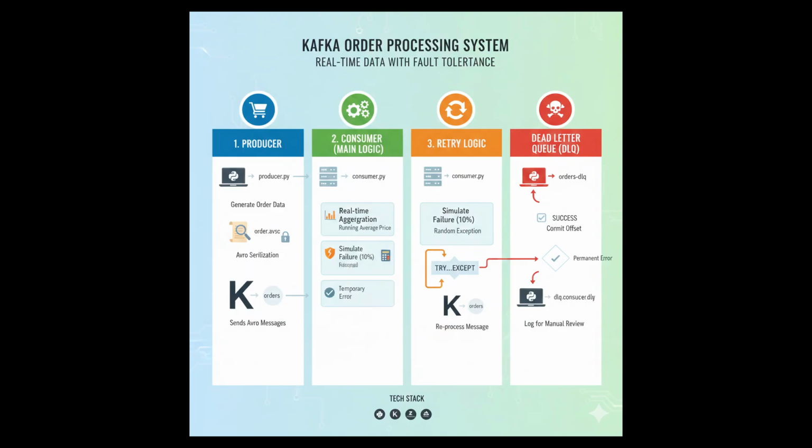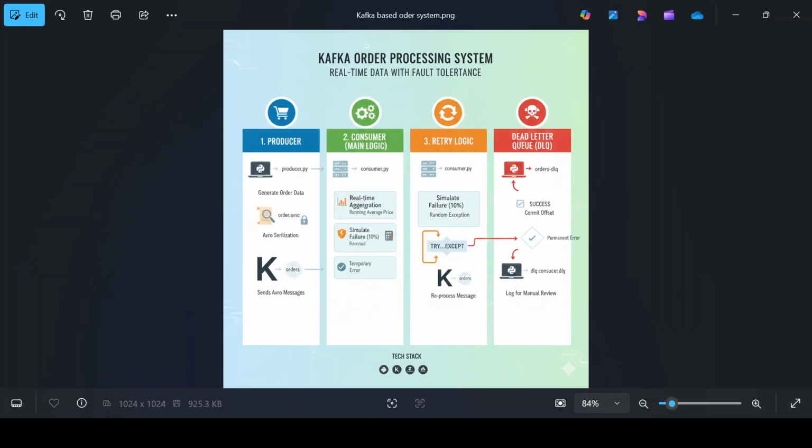Third one is the DLQ consumer. It monitors the dead letter queue for permanent failures that require human review. Let's go into the project.